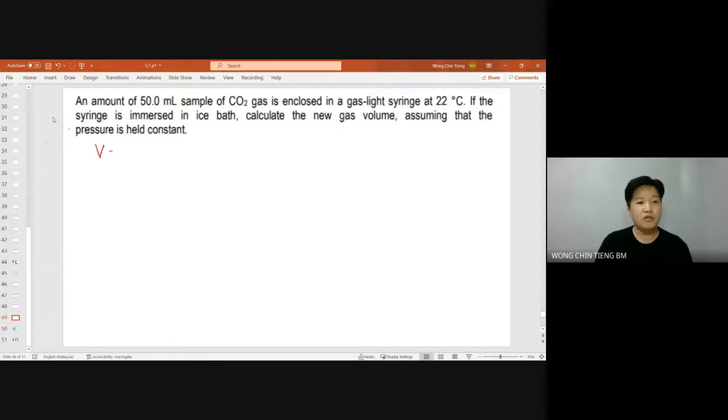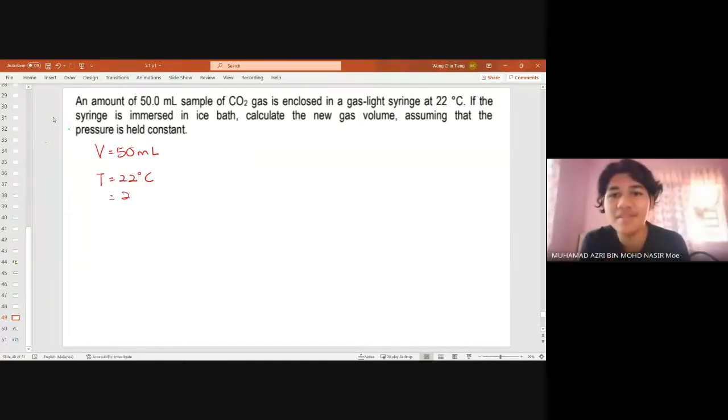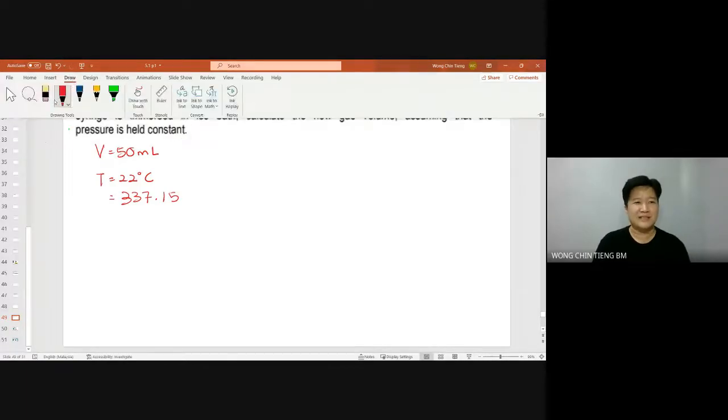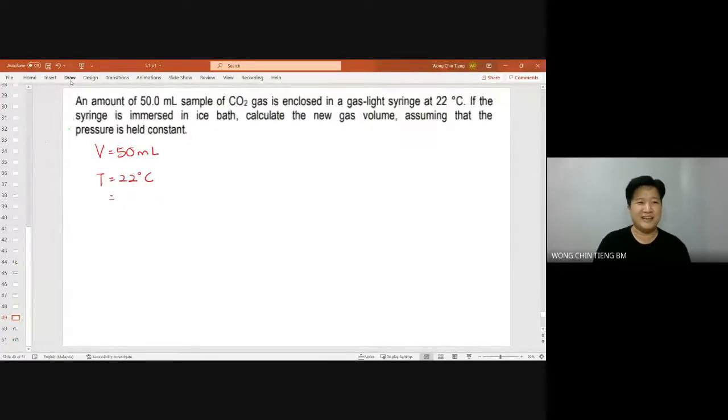Okay. We have a volume of 50 milliliter at the beginning, where the temperature is 22 degrees Celsius. Azri, please. The more you rush to press the calculator, the more I ask. Waiting still? 337.15 Kelvin. No. Where is the logic? I did it in my head and I know it's wrong. More than 29, right? 295.15.